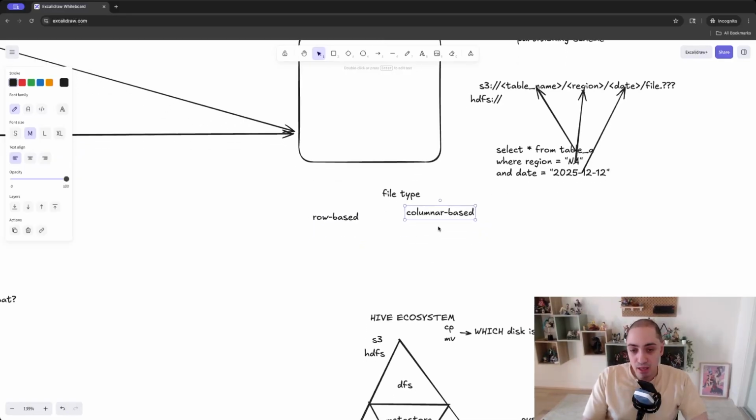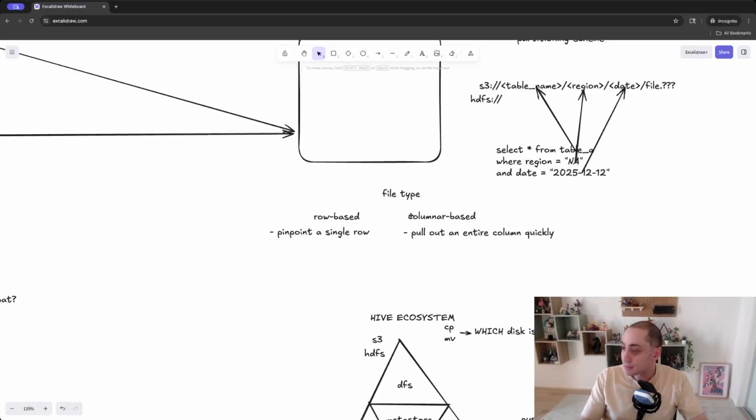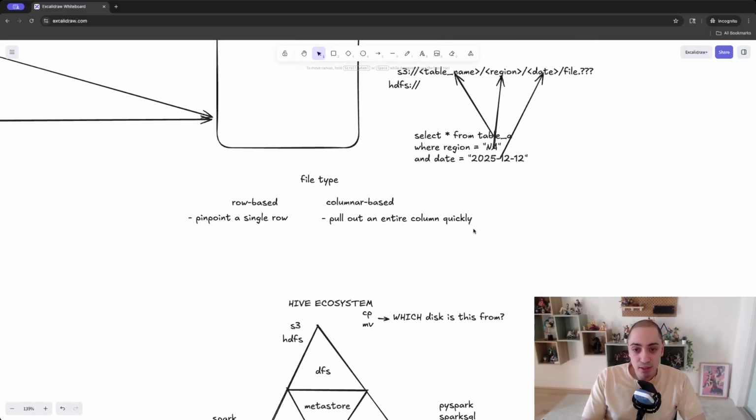I'm not going to talk about how these two work in detail. Row-based is going to let you pinpoint a single row. That's the benefit of row-based. And in a columnar-based, it lets you pull out an entire column quickly and efficiently. So that's the difference between these two styles.